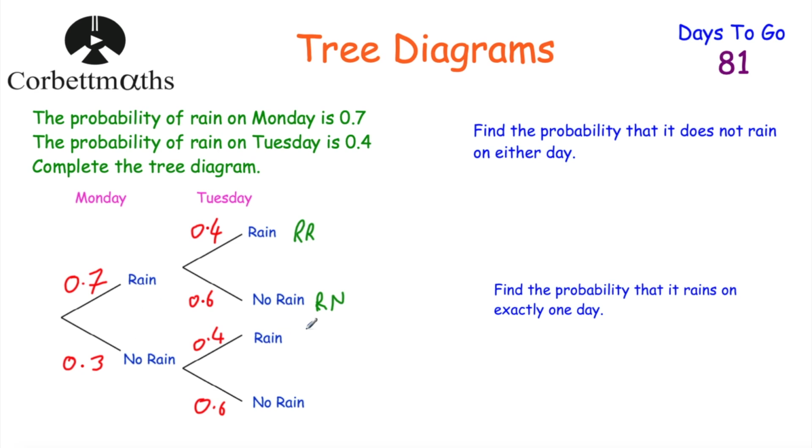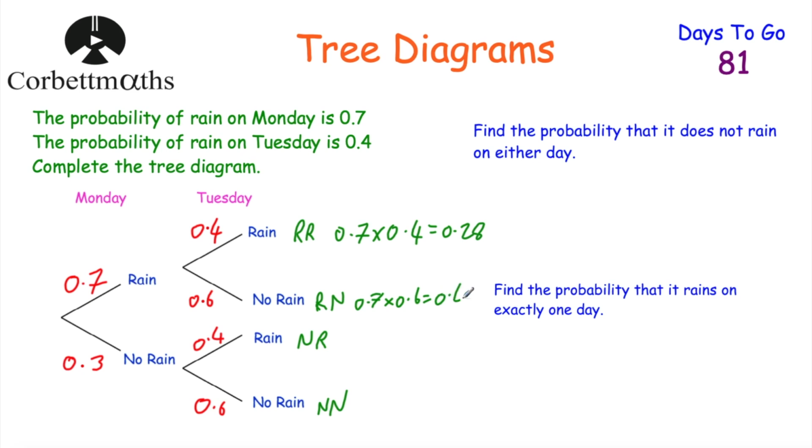We've got no rain and then rain, no rain and then rain. And we've got no rain and no rain, no rain and no rain. And then let's find the probabilities. So the probability of rain and rain would be 0.7 times 0.4. That's going to be 0.28. The probability of rain and no rain would be 0.7 multiplied by 0.6.